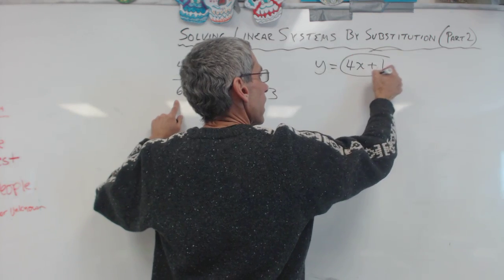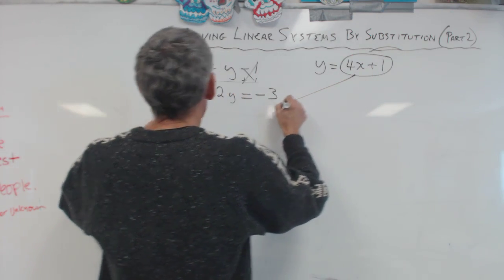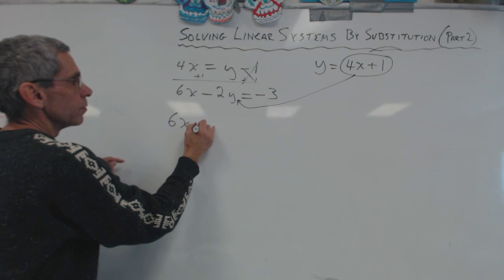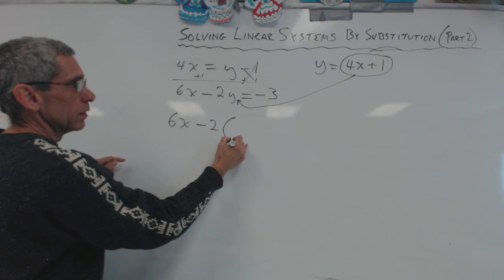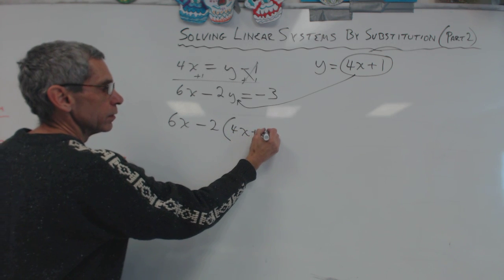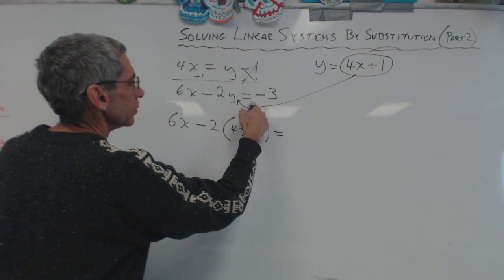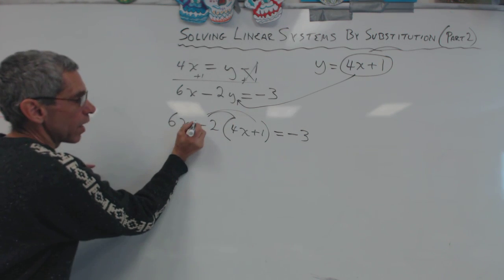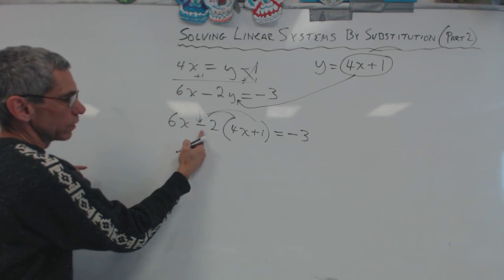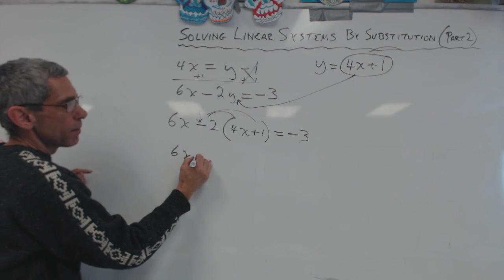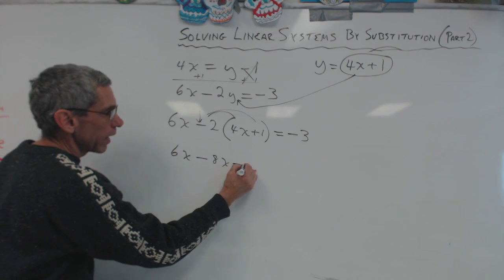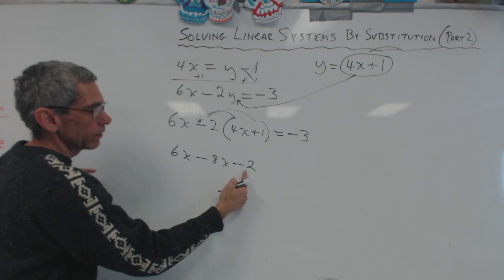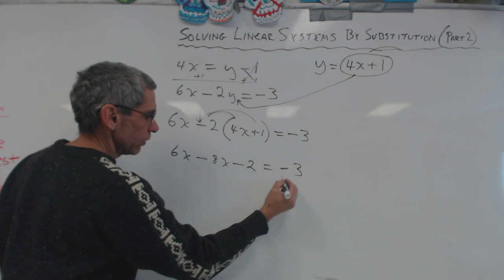Okay, and then I have this one. So I know this is my y. I'm going to substitute that in for my y, right there. So here we go: 6x minus 2 parentheses 4x plus 1 equals negative 3. I'm going to use my distributive property. I'm not going to forget that I've got a negative 2 here. So I have 6x minus 8x minus 2, right? Negative 2 times 1 is negative 2, equals negative 3.